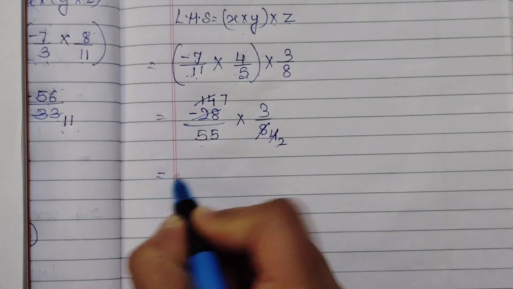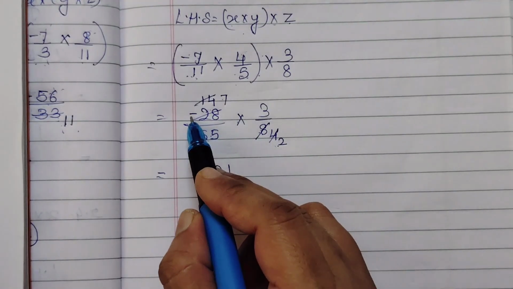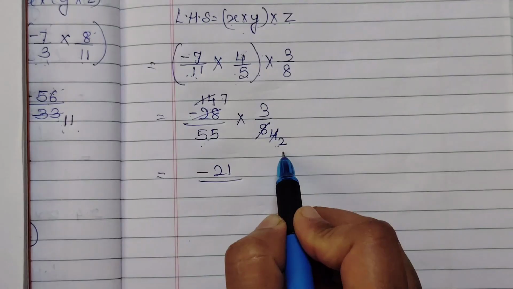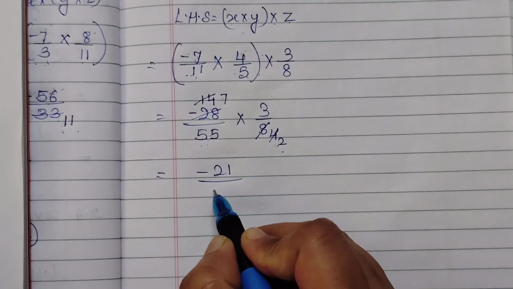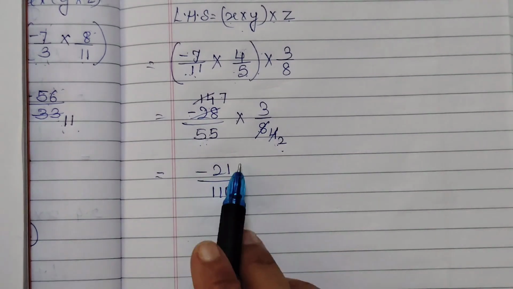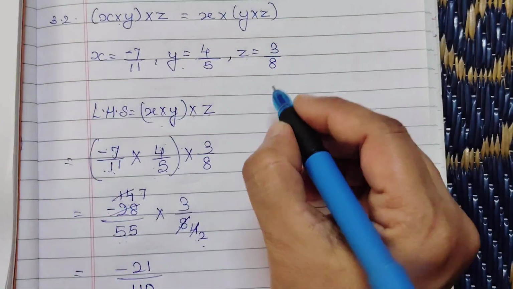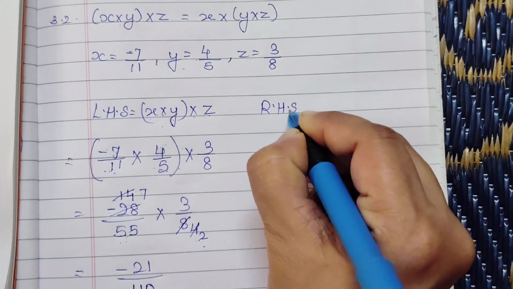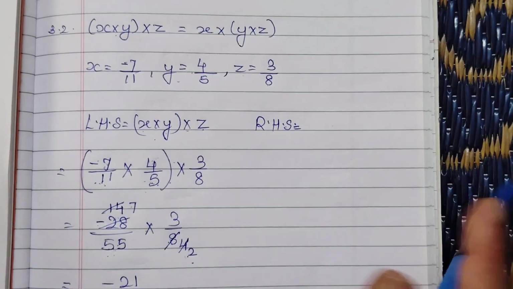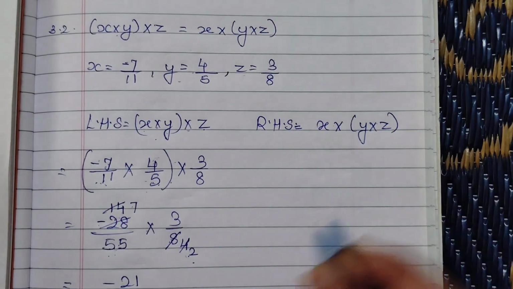So now we'll multiply 7 into 3, 7 threes is 21, and can you see the minus sign here? Minus plus minus, 21, and 55 into 2, so 55 into 2 is 110. So for the left hand side I got minus 21 upon 110. Now we'll see the right hand side. So what is there on the right hand side? x into y into z.